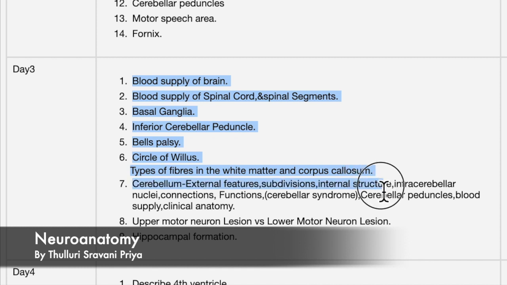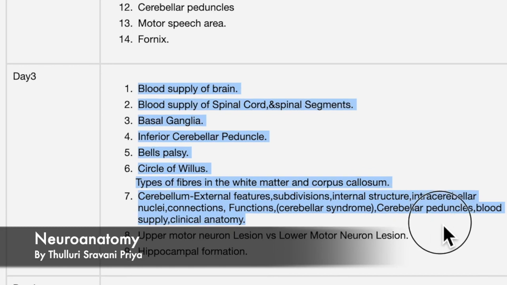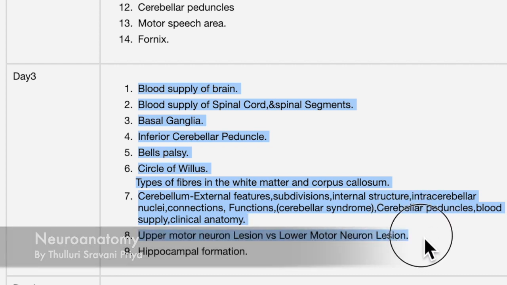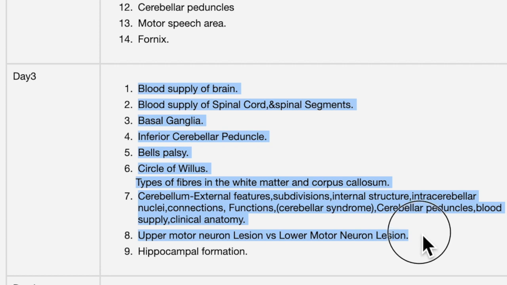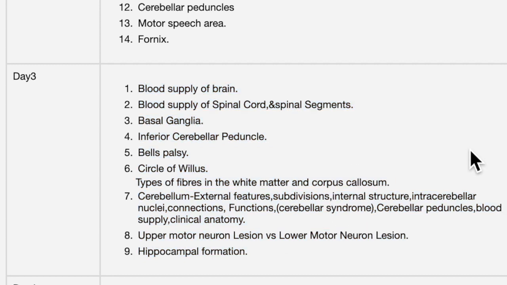Next question is cerebellum. Cerebellum with its external features, subdivision, internal structure, intracerebellar nuclei, connections, functions, cerebellar peduncles, blood supply and clinical anatomy. Next one is upper motor neuron lesion versus lower motor neuron lesion. Hippocampal formation. All these questions are very important questions. So don't skip any question here.